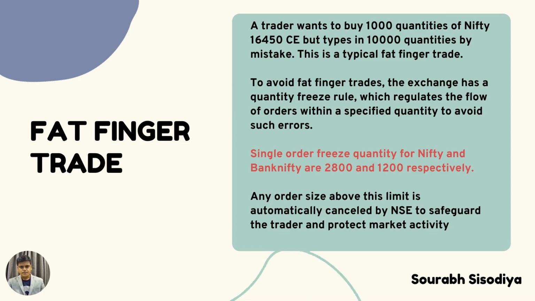So what is a fat finger trade? A fat finger trade is basically a trade made by mistake due to human error. For example, suppose you want to buy 1,000 quantities of Nifty, but by mistake you punch 10,000 quantities. This is what a fat finger trade is. But exchanges are smart and they protect us from these fat finger trades by putting quantity freeze limits. In the Indian markets, the quantity freeze limit for Nifty is 2800 quantity, and for Bank Nifty it is 1200 quantity. Which means even if you punch 12,000 quantity for Bank Nifty, the order won't go. The order will be rejected.